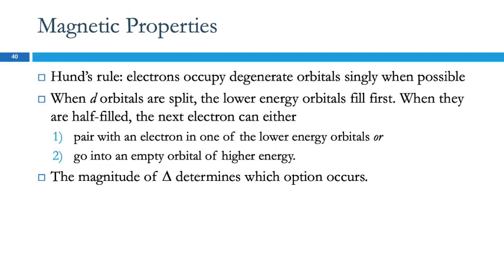Magnetic properties. So remember Hund's rule? Electrons will occupy degenerate orbitals singly when possible.